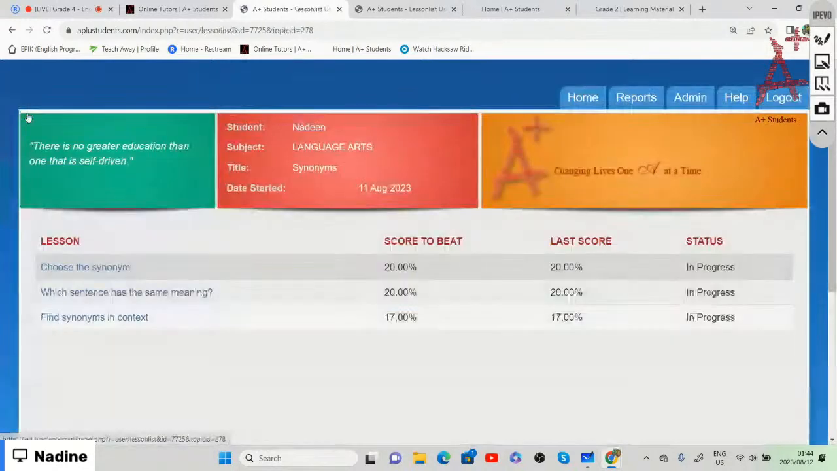All right, so these are synonyms. Within our lessons today, we had to choose the synonyms, and we said synonyms are words with either the same or almost the same meaning. So we will have different words, but the words have either the same meaning or almost the same meaning. We also said which synonym has the same meaning.